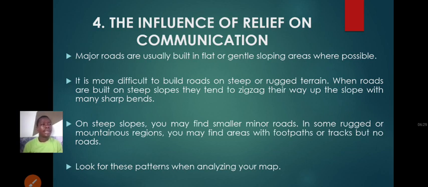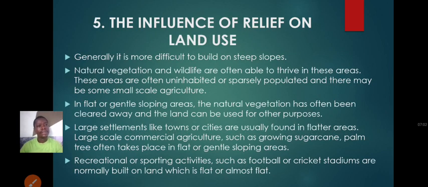And they wind their way up the slope with many sharp bends. Roads built on steep slopes have very sharp bends, as I said. An example is the Kwawu area in Ghana. On steep slopes, you may find smaller minor roads. In some rugged or mountainous regions, you may find footpaths or tracks but no roads, because those areas have steep slopes. Look for these patterns when analyzing your map so that you can give a good explanation.